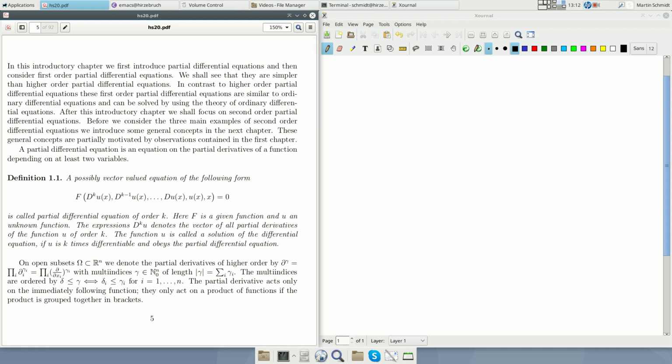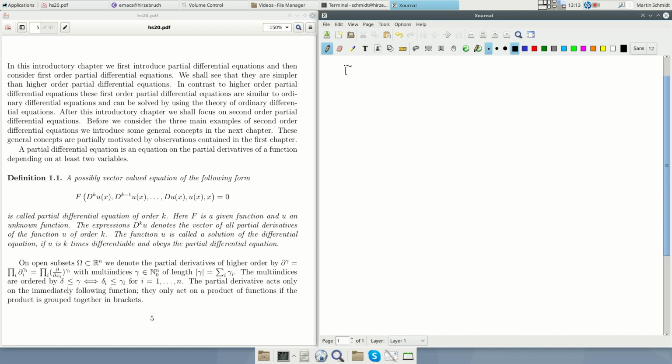In contrast, of course, in analysis and linear algebra, you have met equations which describe some problems, and you look for solutions of these equations. And typically, these solutions were numbers or vectors. You look for vectors which solve some problems. Here it's different. For a partial differential equation, the unknown object is a function.